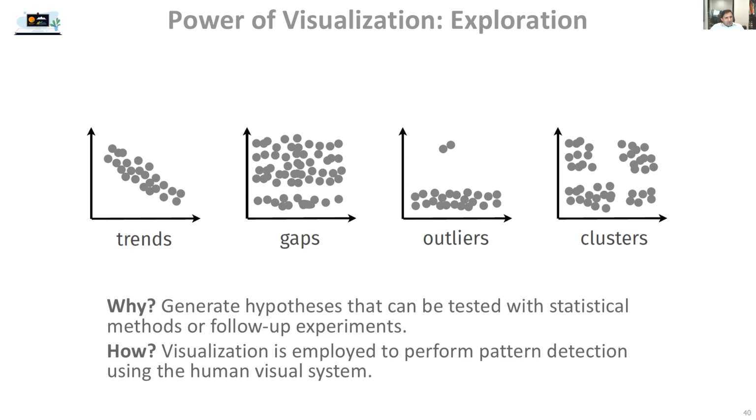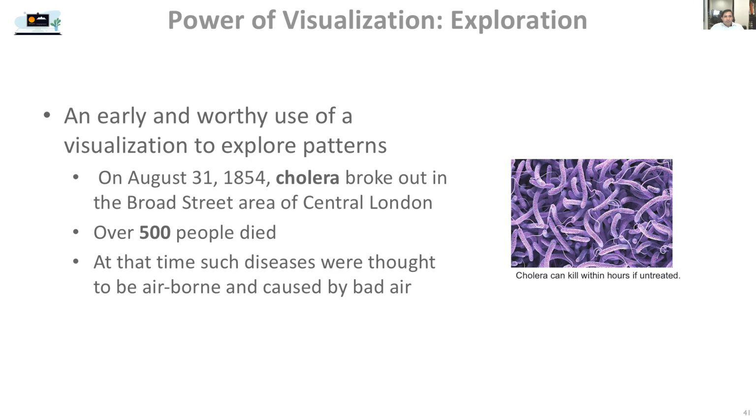Why do we want to explore the patterns? Because we want to generate a hypothesis and then test it with the statistical methods and follow-up experiments. Here is an example in which visualization was used for exploring patterns and sense-making from data. On August 31st, 1854, cholera broke out in the Broad Street area of central London. More than 500 people died. And at that time, these diseases were thought to be airborne and were thought to be caused by air pollution.